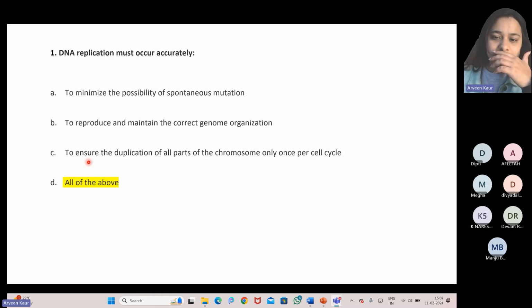And then the final statement says to ensure that duplication of all parts of chromosome occur only once per cell cycle, right? Why do we want this? Because we want exactly the same amount of DNA that was originally there in one cell to be present in different cells at the end of the cell cycle, right? So we want the replication to go on just once, right? Because we are just forming two cells.